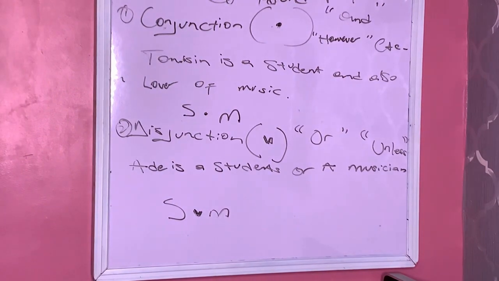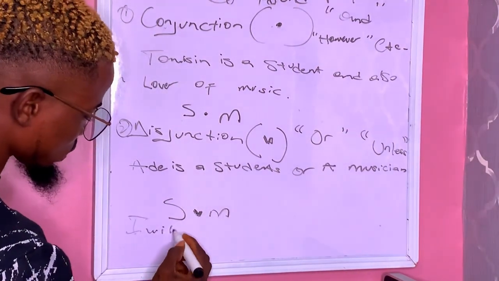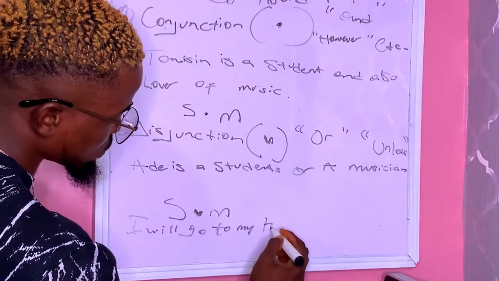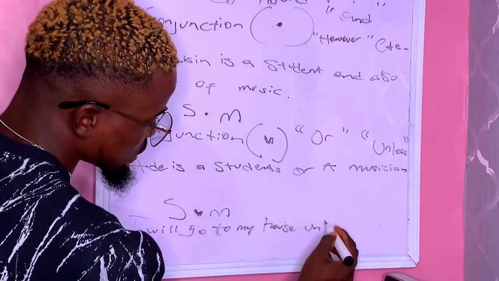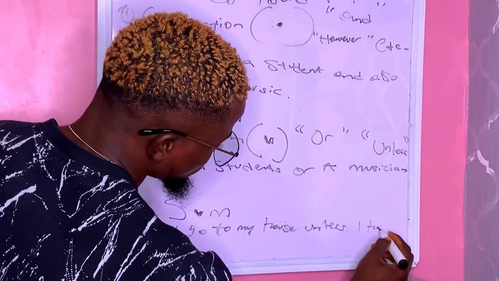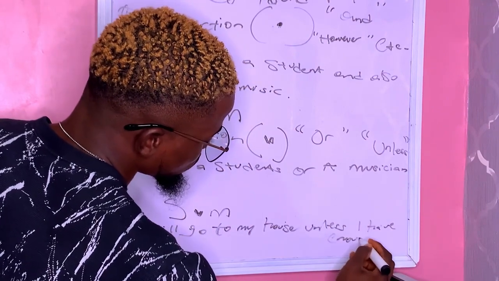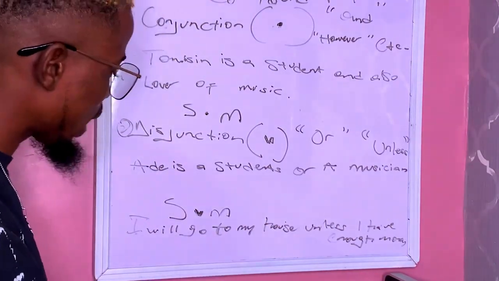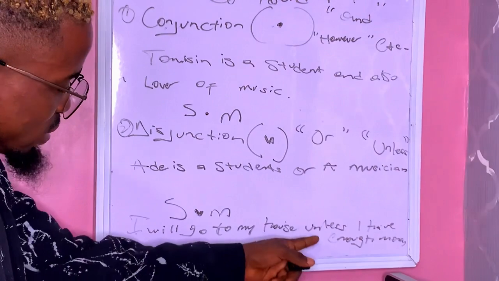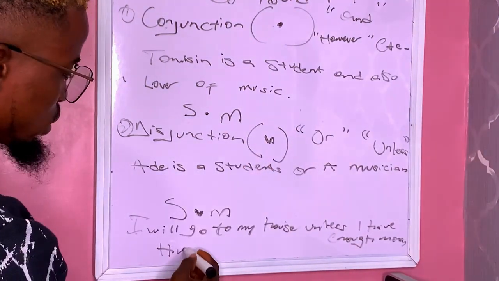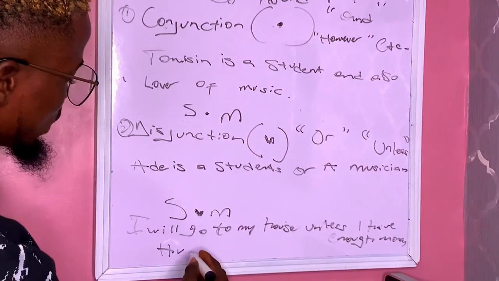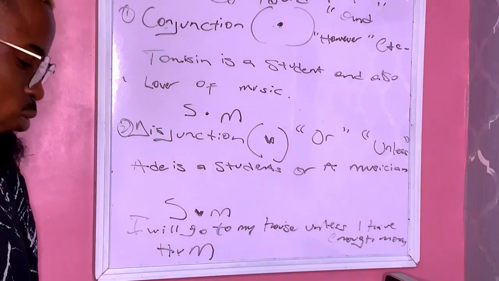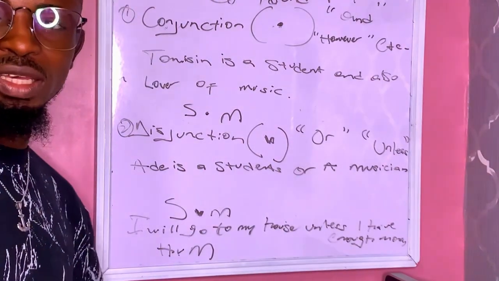Let's say I have something like, I will go to my house unless I have enough money. If I want to symbolize this, I will go to my house, let's say I'm representing it with H, unless I'm representing it with this small V, I have enough money, I'm representing it with M. So H or M. It's as simple as that. There's no magic or big deal in symbolization.